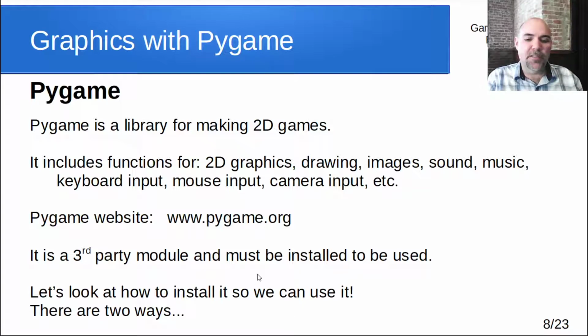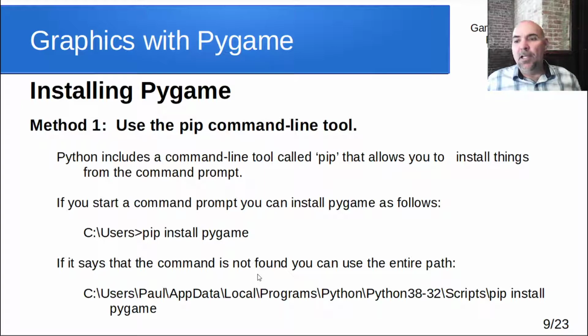All right, now there are two ways to install it, and I'm going to explain both of those here. The first method is using a command line tool called pip. Pip stands for something like Python package installer program. I don't remember exactly what the acronym is, but that's what pip does. So it's a tool that's designed to install things for us. Now, that pip tool allows us to install things from a command prompt.